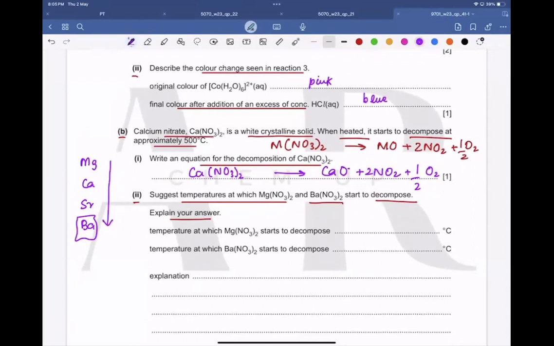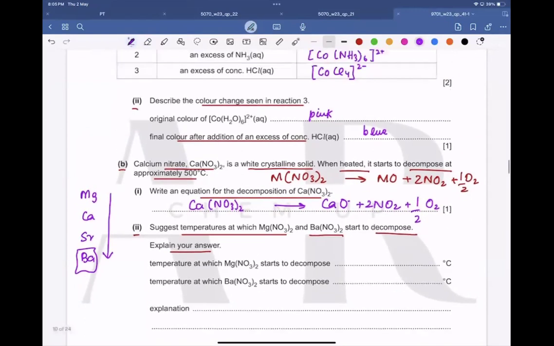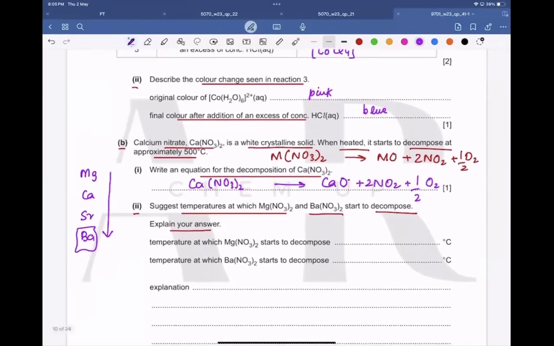So the temperature at which magnesium nitrate starts to decompose: the 500 is the temperature for the calcium nitrate. So obviously it is going to be lower than 500 degrees Celsius. And barium is below calcium and strontium, so it would decompose at a higher temperature. So we will write higher than 500 degrees Celsius.